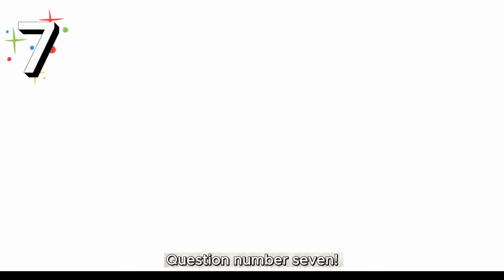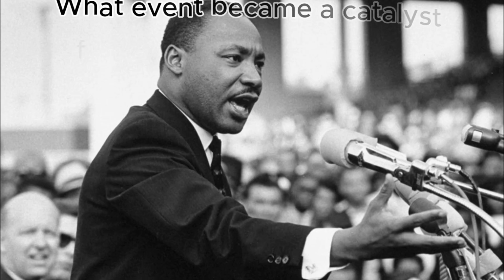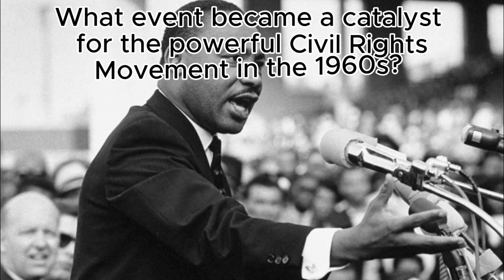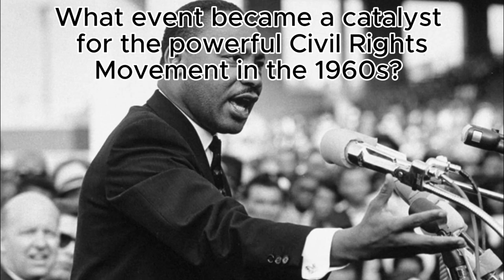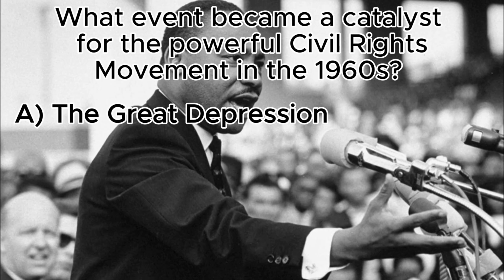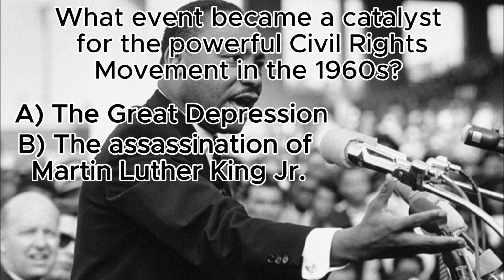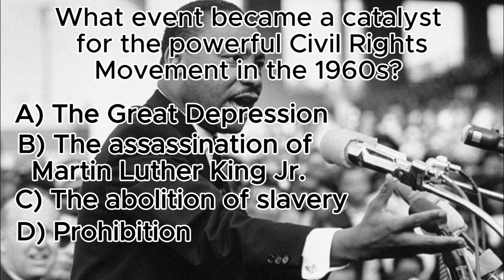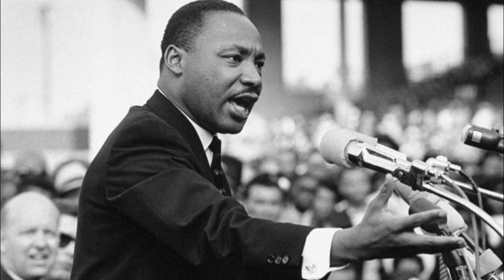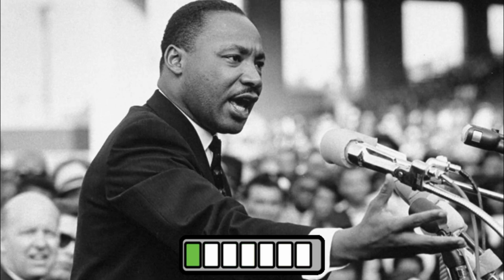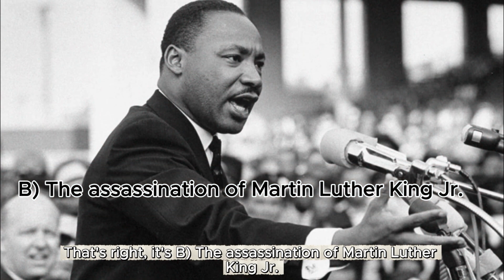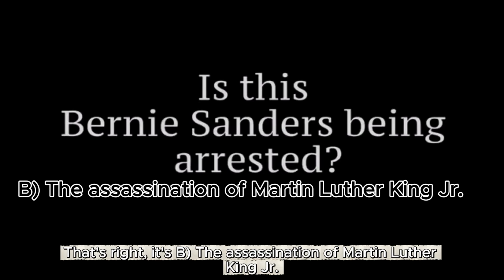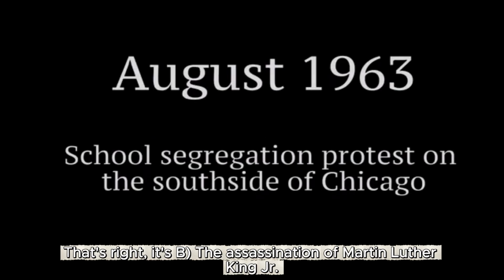Question number 7. What event became a catalyst for the powerful civil rights movement in the 1960s? A. The Great Depression, B. The assassination of Martin Luther King Jr., C. The abolition of slavery, D. Prohibition. Time's up. That's right, it's B, the assassination of Martin Luther King Jr. This event shook the entire nation.